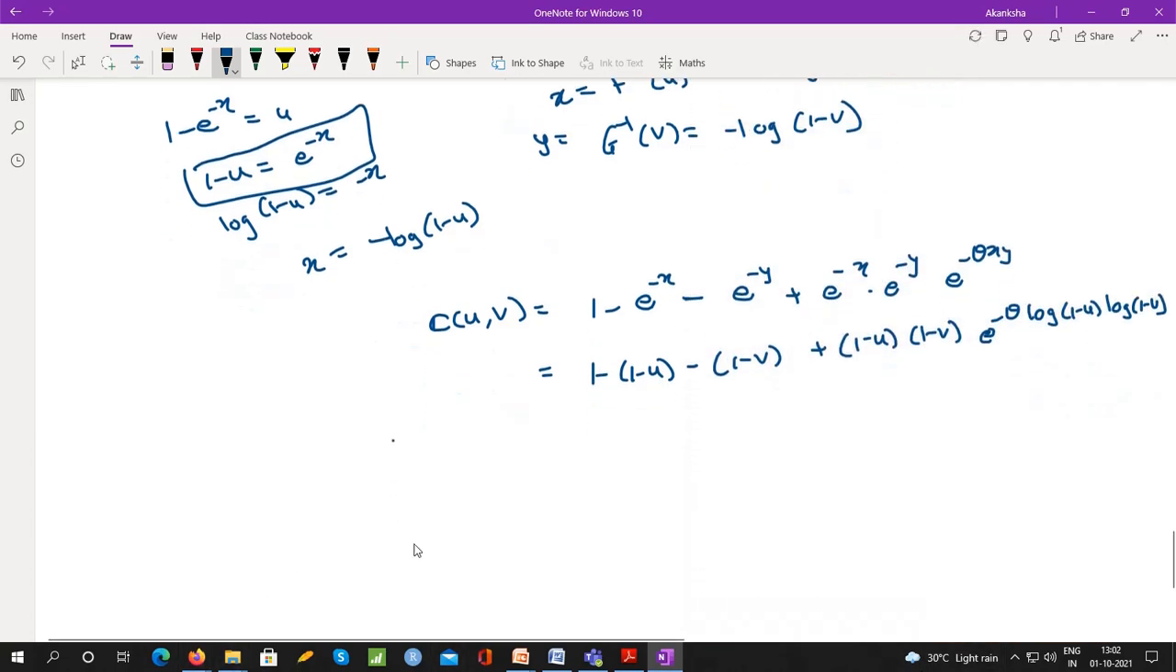Okay, so this is the copula. We can try to simplify. Can I cancel something? 1 minus 1 I can cancel, and so on. So I'll be left with u plus v minus 1 plus (1 minus u)(1 minus v) e raised to minus theta log of (1 minus u) log of (1 minus v). Okay, you can verify that the function is grounded and 2-increasing.